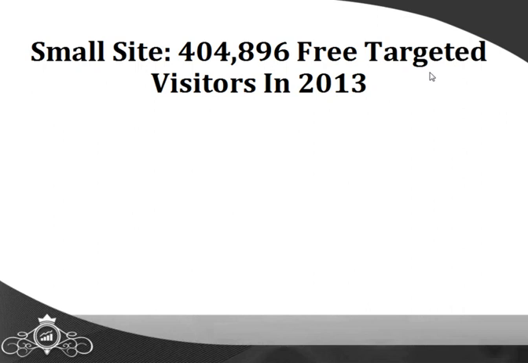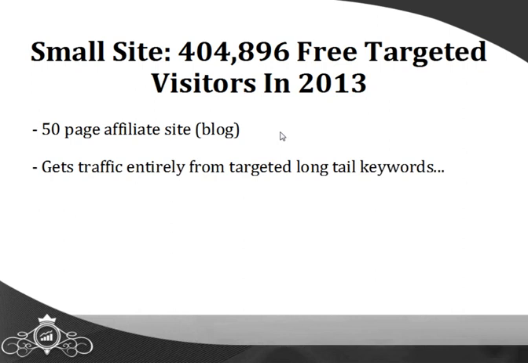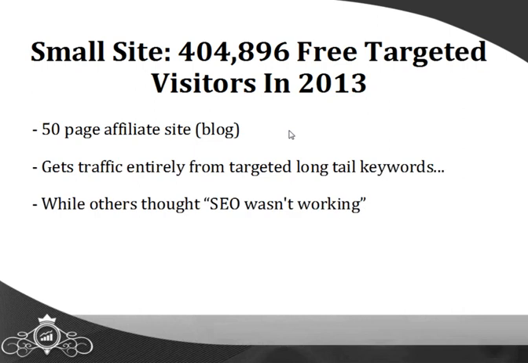Here's another site. This is a small site that last year in 2013, when other people thought that search engine traffic wasn't working anymore, generated 404,896 free, highly targeted visitors from the search engines. This is an affiliate site too. This is 50 pages and it's a blog. This site gets traffic entirely from targeted long-tail keywords. Okay, this was happening, like I said, while other people thought that SEO wasn't working anymore.